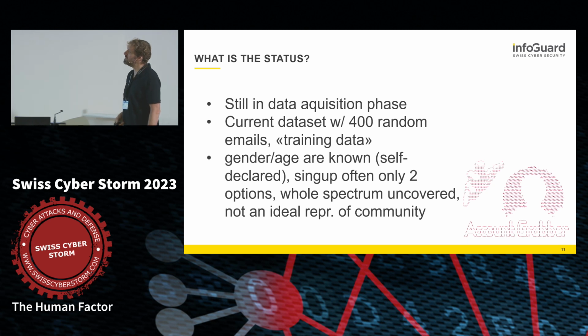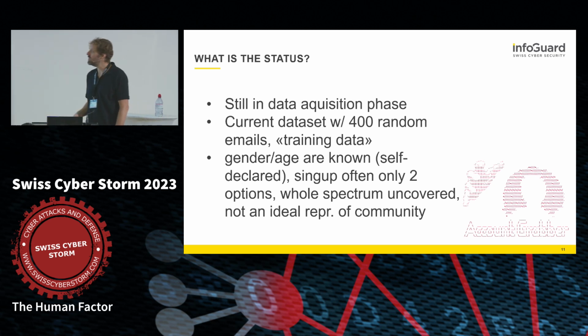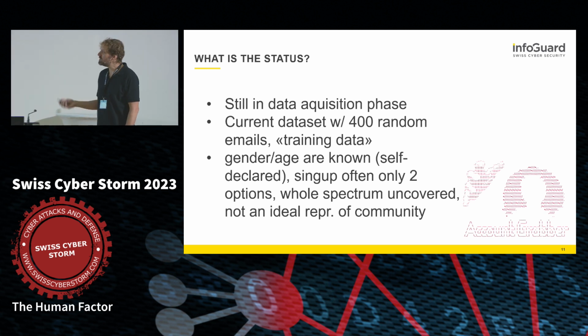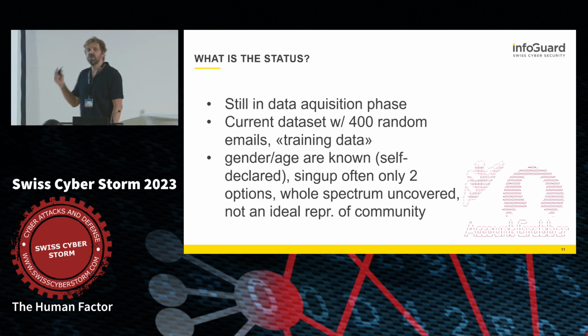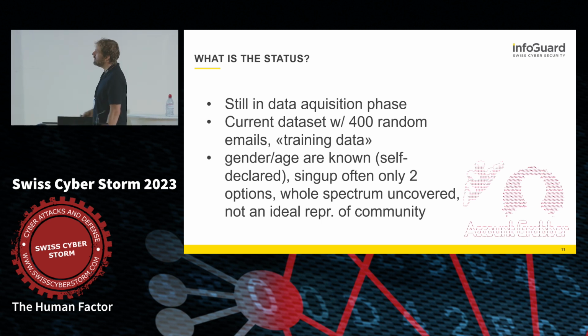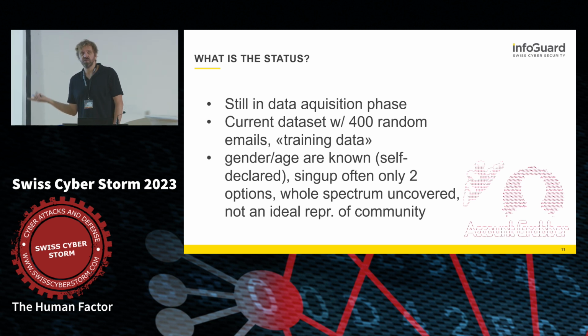So what is the status? It's still in a data acquisition phase, but currently I have a data set of around 400 random Swiss email addresses. So this is currently my training data, right? What I also know is gender and age. What I want to say here is that these are self-declared properties.